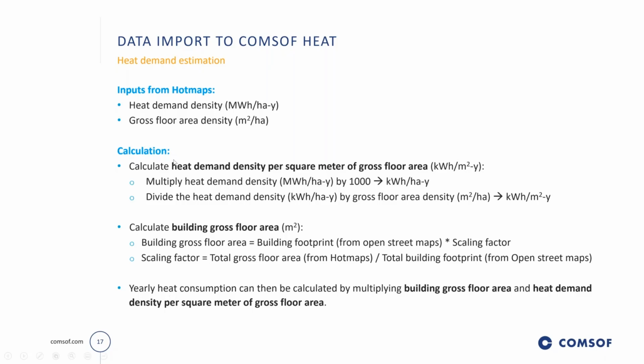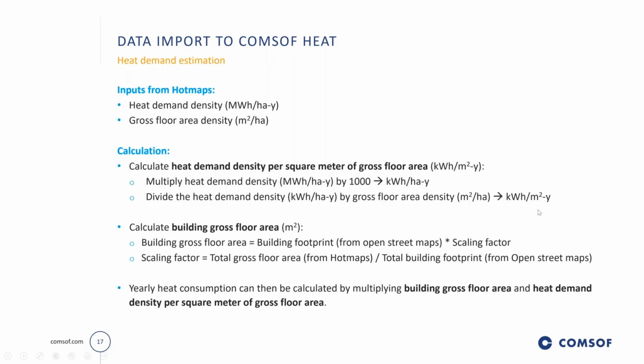For the calculation part, we first have to calculate heat demand density per square meter of gross floor area, which is in kilowatt hour per meter squared per year. In order to do that, we take the heat demand density value, multiply by 1000 to get it in kilowatt hour per hectare per year, and divide it by the gross floor area density, which is in meter squared per hectare. Now we get kilowatt hour per meter squared per year. This is the value of heat consumption per meter squared of gross floor area per year.